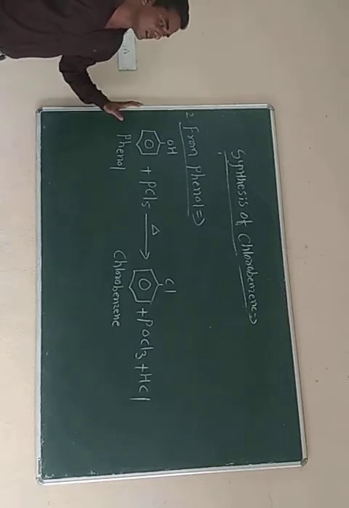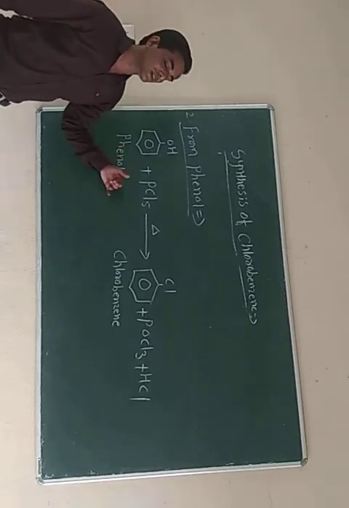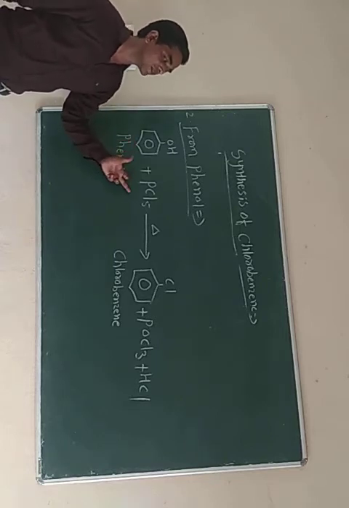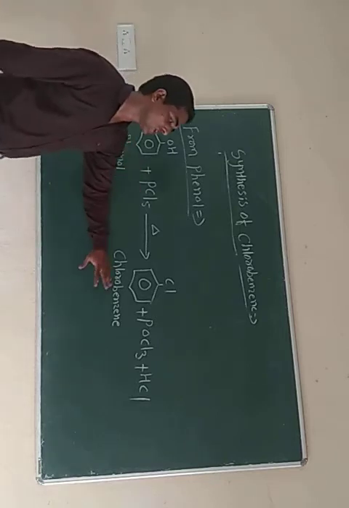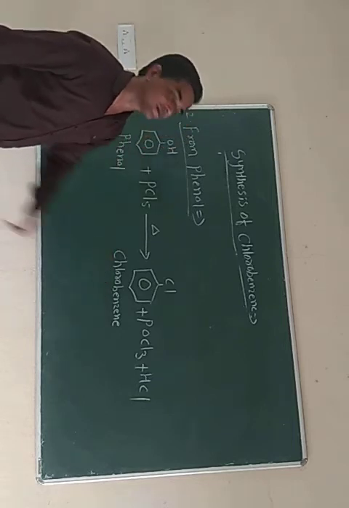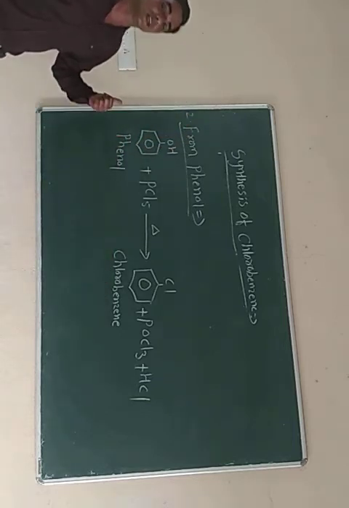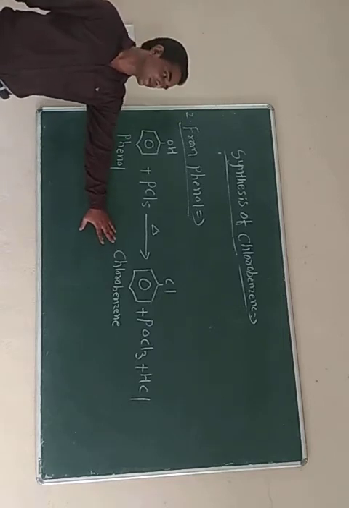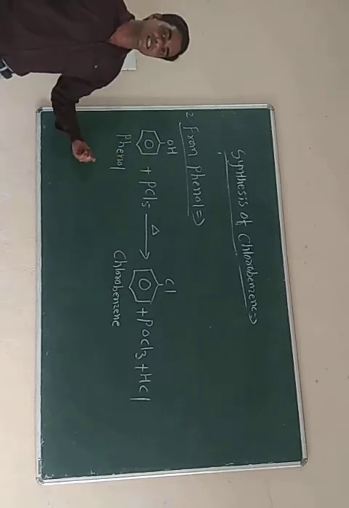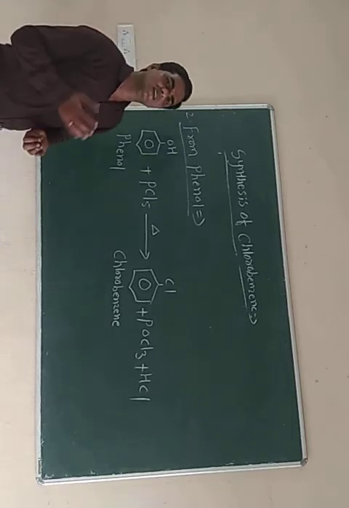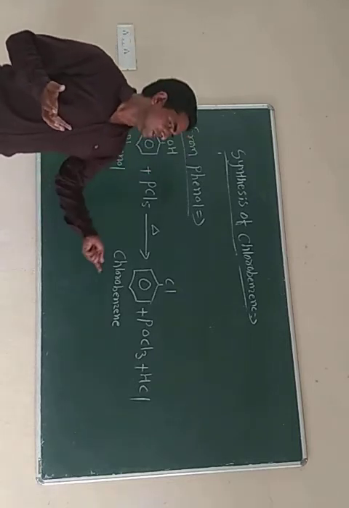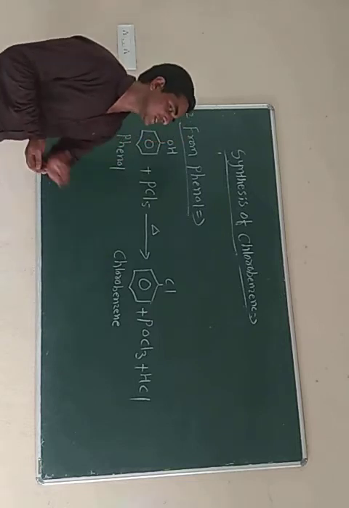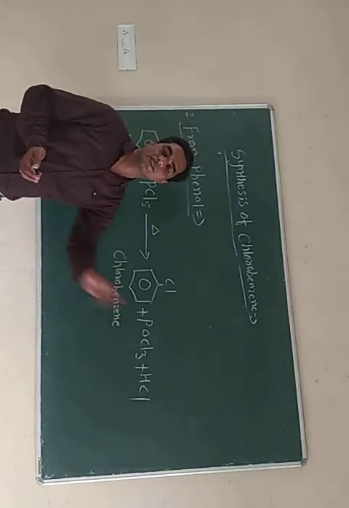When phenol is heated in presence of PCl5, there is a formation of chlorobenzene. So this is another method for preparation of chlorobenzene. By directly heating with PCl5, we will get directly the formation of chlorobenzene, along with the side products POCl3 and HCl.